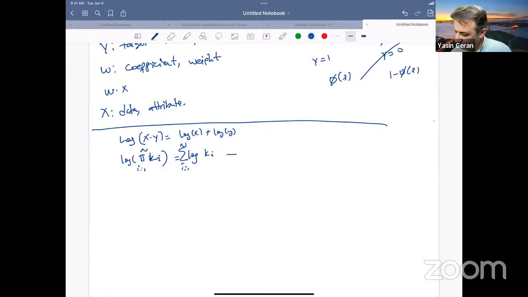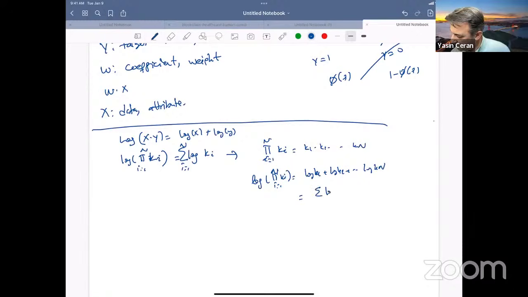Okay, I'm repeating. This is nothing but k1 times k2 times up to kn. If I take the logarithm of this, it is going to turn into log k1 plus log k2 plus log kn, which is nothing but the summation of log ki. So I turned a product into a summation by taking the logarithm of the product. When I take the logarithm of the product, I'm turning it into a summation of the logarithm of individual elements in that product. Okay, I'm going to use this.